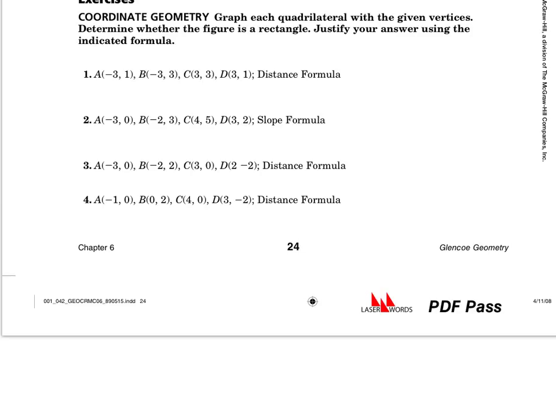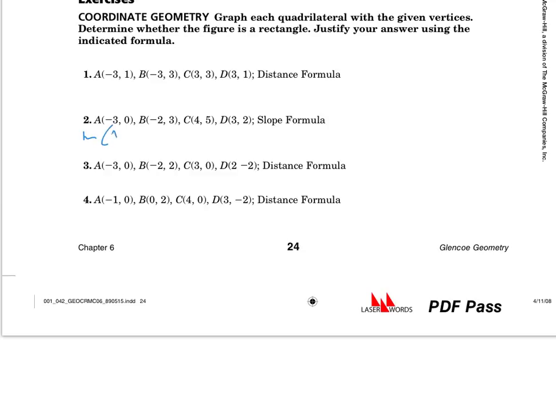Once again, if it's tough for you to visualize, definitely draw it out. It's much easier to see. I'll do the slope one first, and then I'll do the distance ones at the bottom. The nice thing about using the slope formula is you can show that it's a parallelogram, and then show it's a rectangle, just using the exact same slopes, because you can use that to show that the opposite sides are parallel and consecutive ones are perpendicular. So find my four slopes.